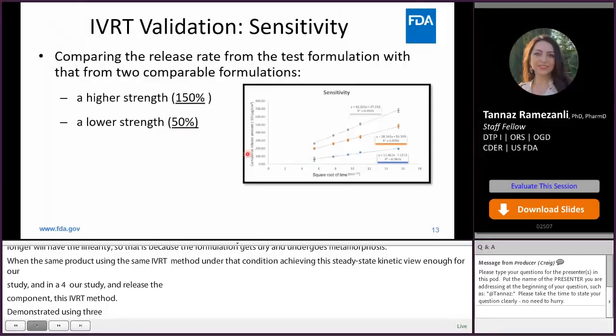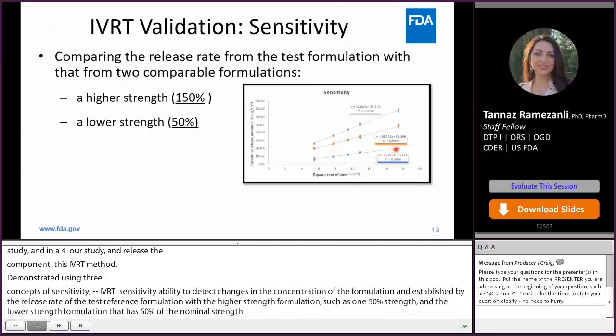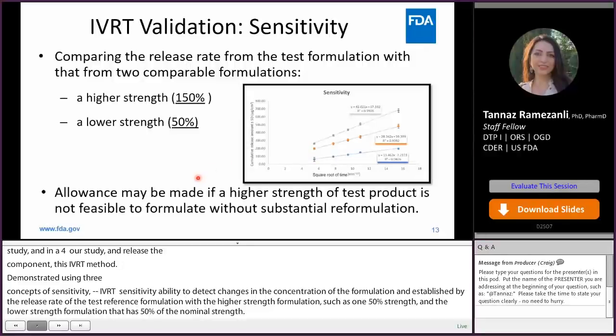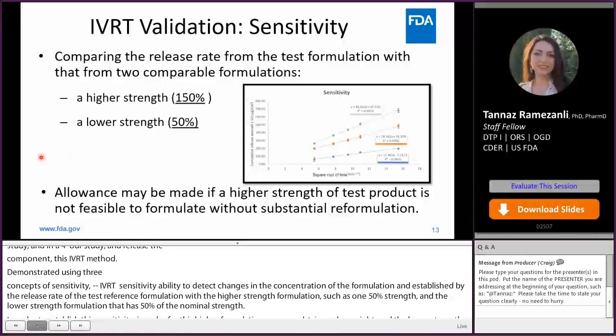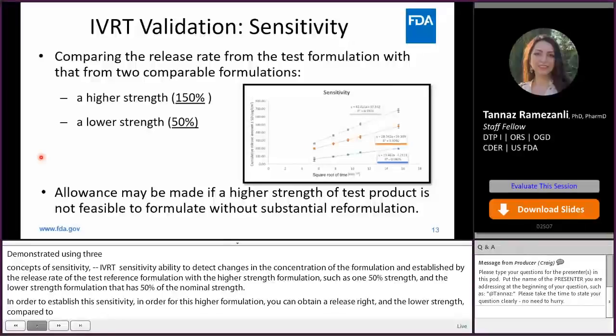And in order to establish sensitivity, you need to show that with the higher strength formulation, you can obtain a higher release rate compared to the nominal strength, and with the lower strength, you can obtain lower release rate compared to the nominal strength. Sometimes there might be challenges associated with formulating a higher strength of a particular drug product. So allowance may be made if higher strength of test product is not feasible to formulate without substantial reformulation.